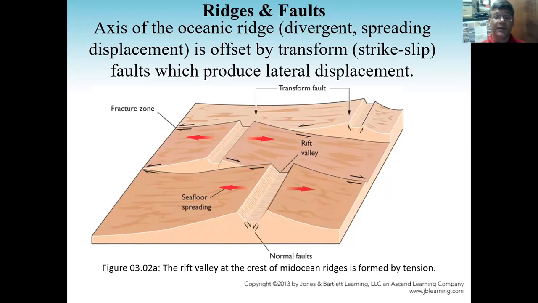Those zigs and zags in the mid-ocean ridges with the transform faults and fracture zones, well, trying to stick a straight line on a round Earth is a little challenging, and so you get these zigs and zags in the system from that.